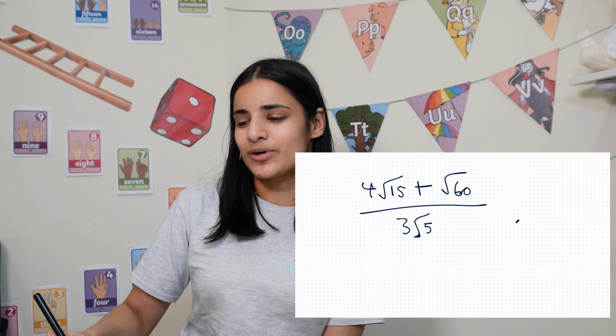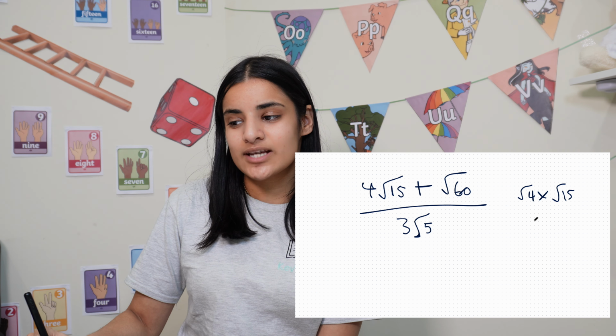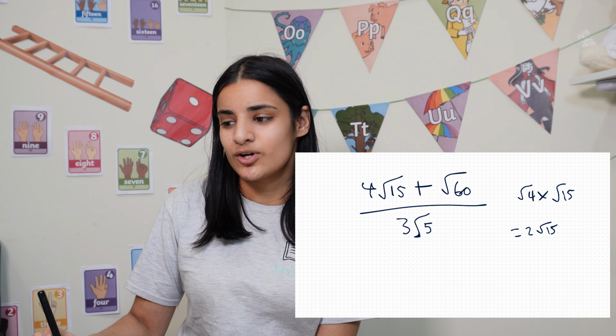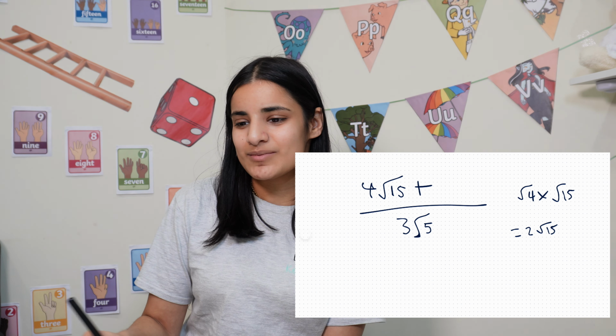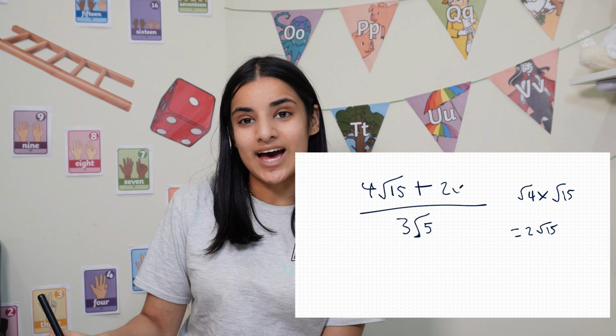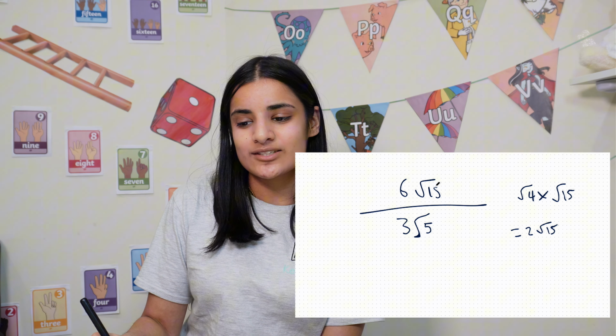4 is a square number and is a factor of 60. So I'm going to use that as my first factor. Root 4 times root 15 would give us root 60, which simplifies to 2 root 15. Are you seeing what I'm seeing? That's right. We now have like surds, which means we can add these ones together. So this whole equation will simplify to 6 root 15.